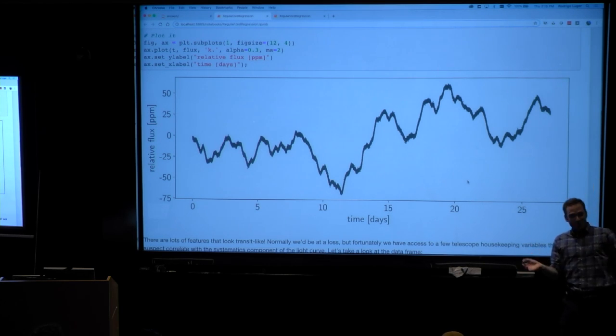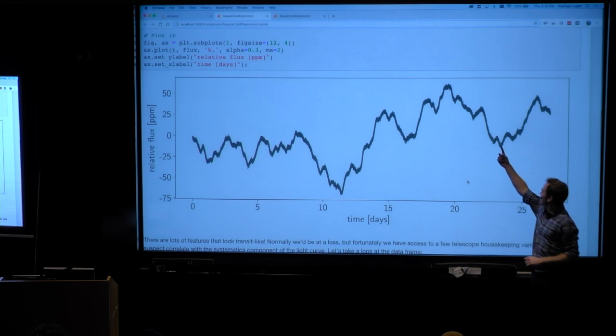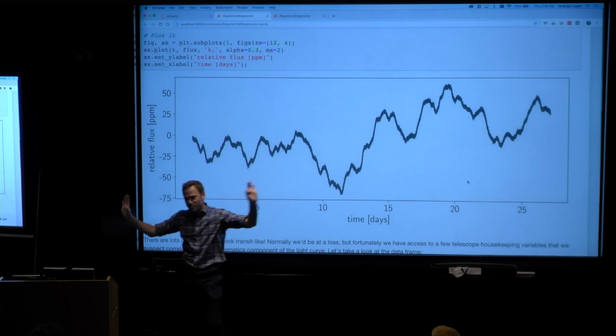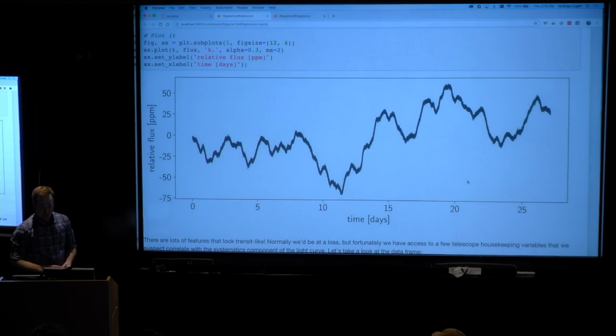There are lots of things that look like they could be transits, right? Maybe that, maybe that, maybe this giant thing. I'm telling you nothing about the size or the shape or the position of this transit. The way you're going to find it is the following.